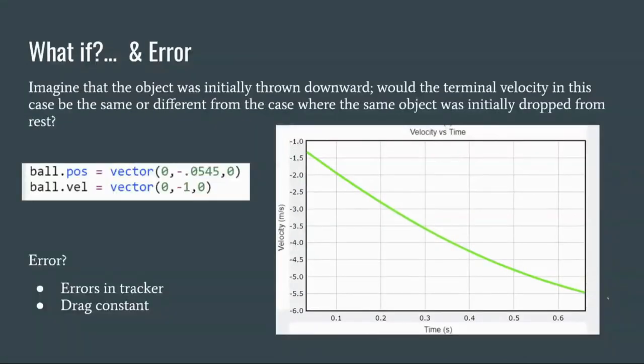And then our what if: what if the object was initially thrown downward, would it be any different? And the answer is no, it wouldn't be any different, because the terminal velocity would be the same. The only thing that would be different is maybe it would reach terminal velocity at a faster rate. And we proved it with our code. So we skewed the numbers, and our graph looks about the exact same, at least our line here.